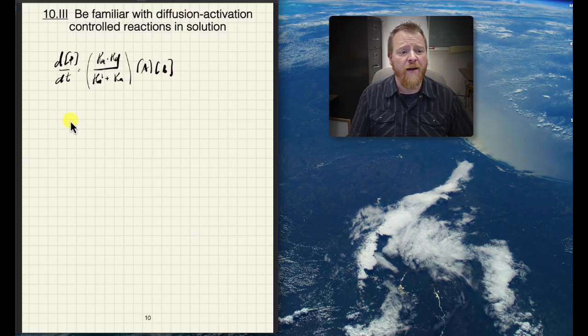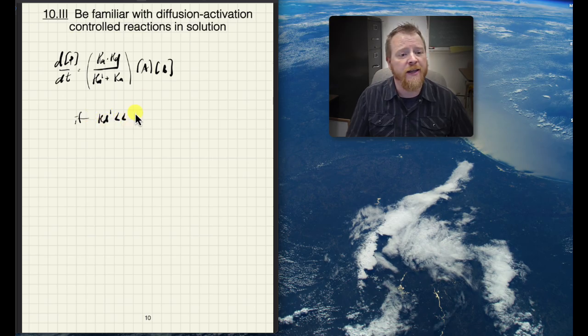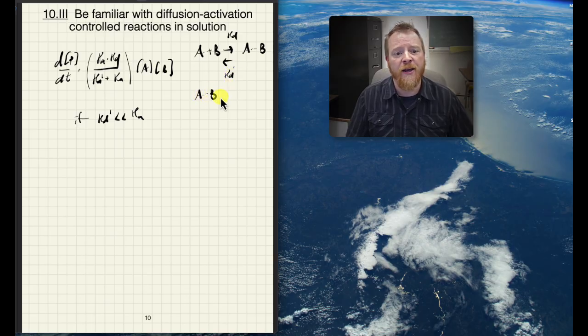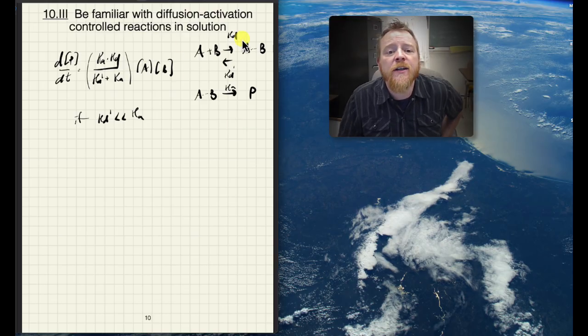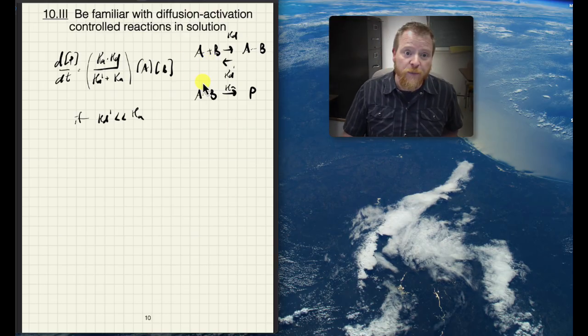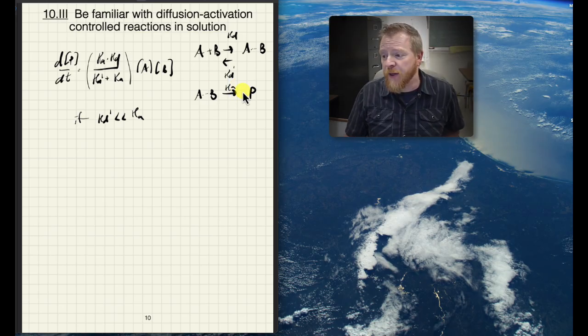So if we have the following situation, so if Kd prime is much, much less than Ka, and let's get those reactions written again. So A plus B forms our encounter pair AB, and that occurs with forward rate Kd and reverse rate Kd prime. And our encounter pair goes on to form product with rate constant Ka. So what we're saying here is if this reverse step is very slow in comparison to the step that goes on to make products, then we can say the following.